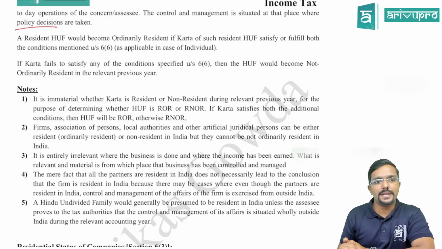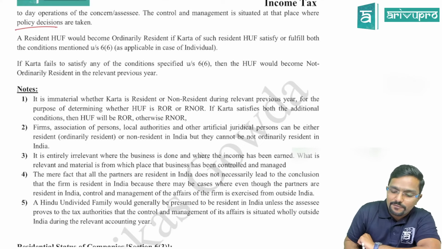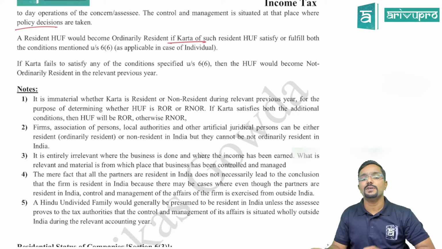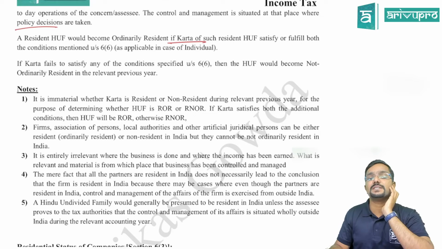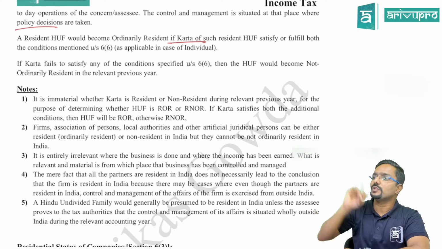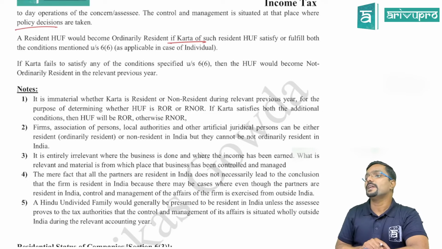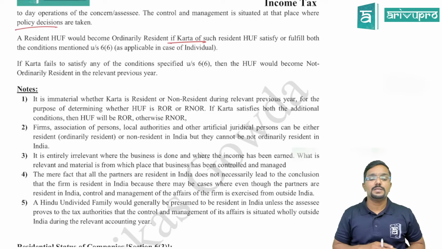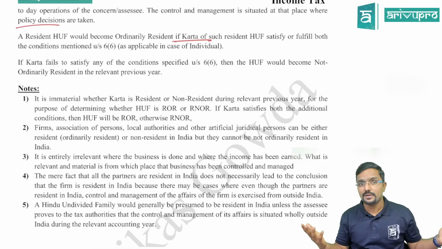Okay. Let me read this. A resident HUF would become ordinary resident if Karta of such resident HUF satisfy or fulfill both the conditions given under section 6.6 as applicable in case of individual. Who is Karta ultimately? Individual only. So if he satisfy both the conditions given under section 6.6, then HUF will become ordinary resident. Now, sir, is it relevant that what is the residential status of Karta? May not be.